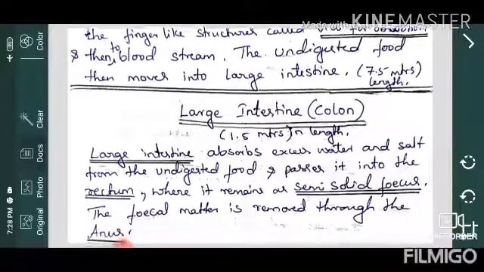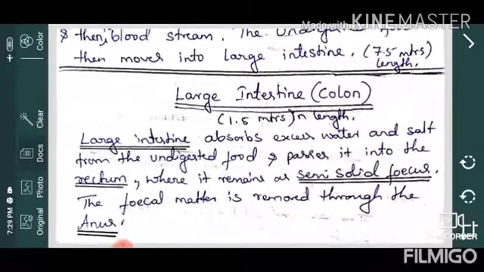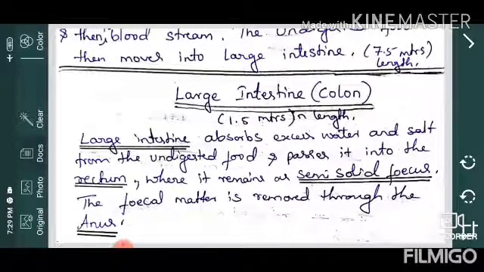The large intestine, which is around 1.5 meters in length, absorbs excess water and salt from the undigested food and passes it into the rectum, where it remains as semi-solid feces. The fecal matter is removed through the anus from our body. This is the process involved from mouth to anus, the digestive process in human beings. So children, I hope you understood the meaning of digestion and how it happens.